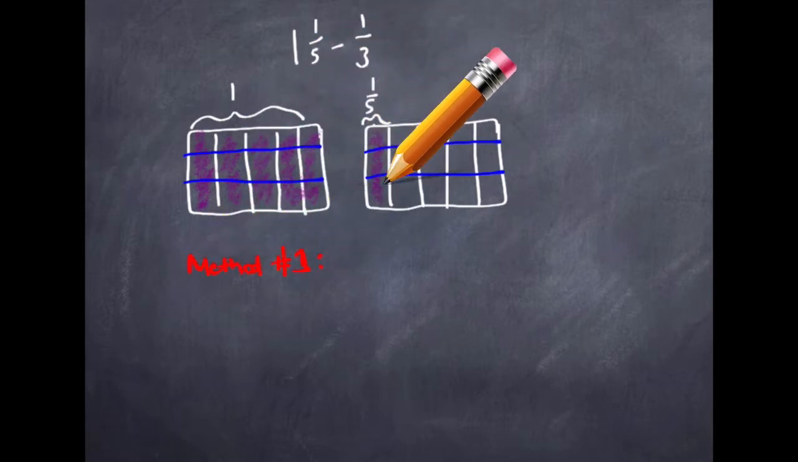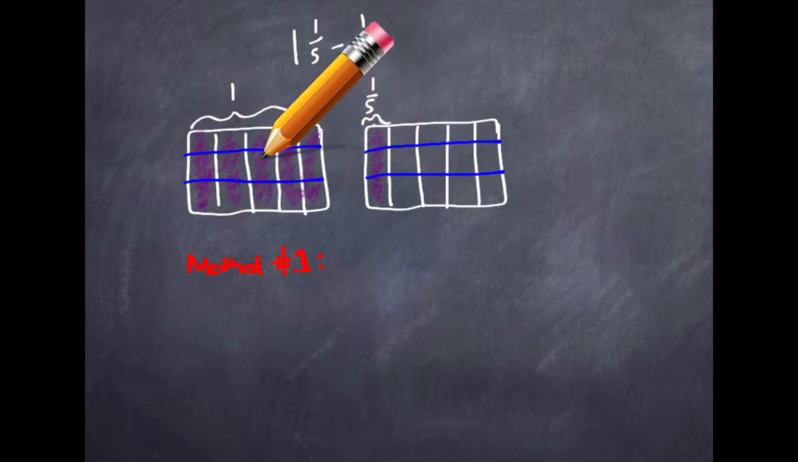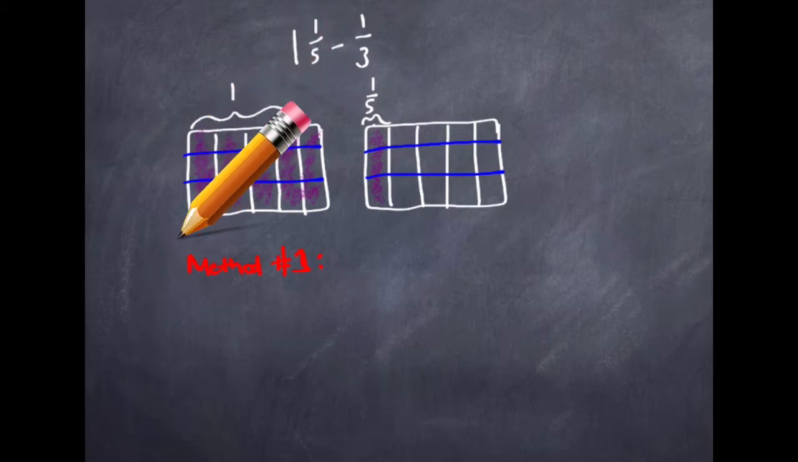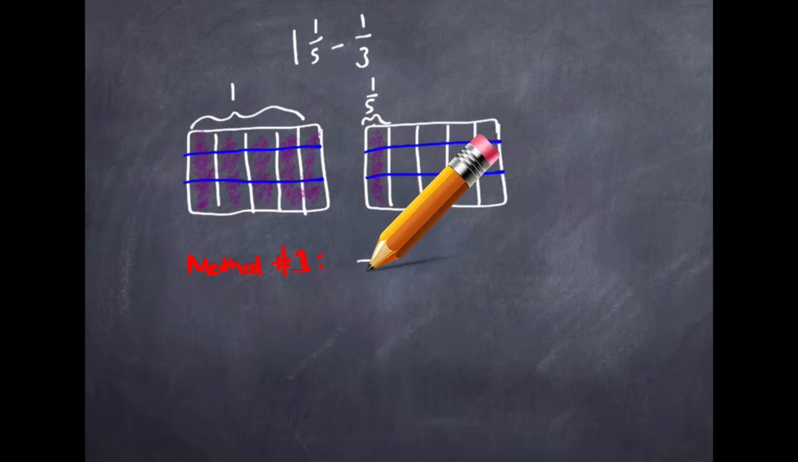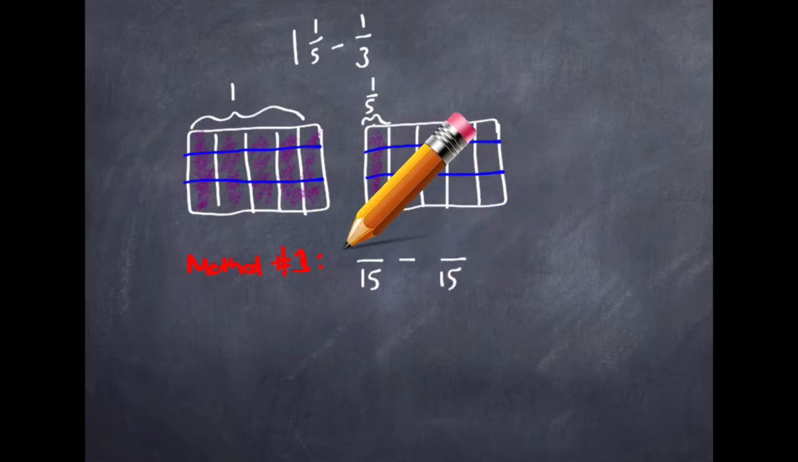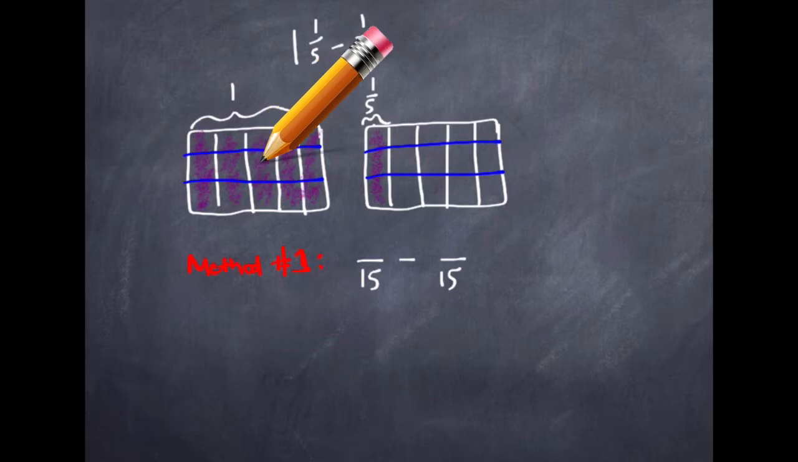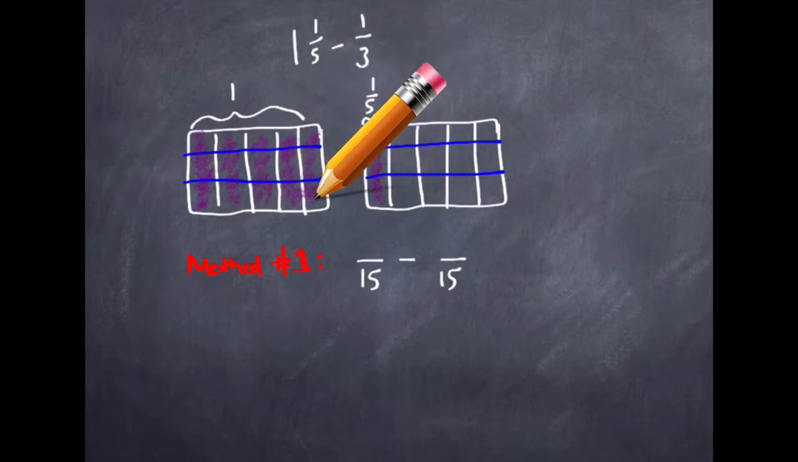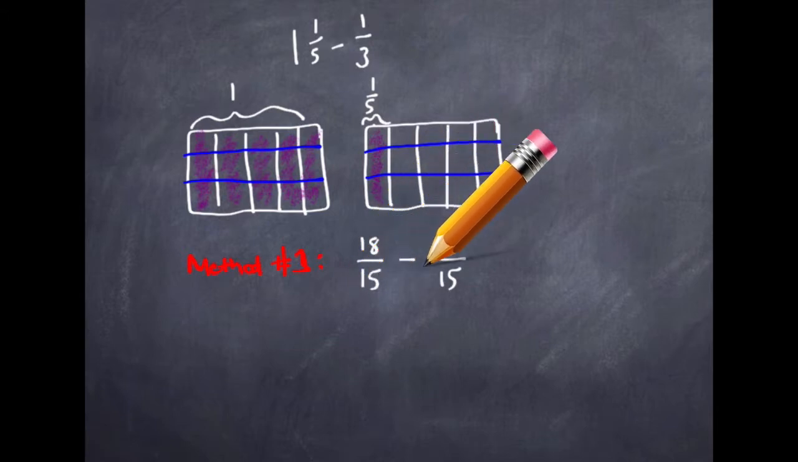The first thing I could do is just count up my unit now. So now my unit is 1, 2, 3, 4, 5, 6, 7, 8, 9, 10, 11, 12, 13, 14, 15, right? Each rectangle is divided into 15 pieces. So that's going to be my new unit. So something 15ths minus something 15ths. So let's think about my 1 1/5. How many 15ths is that going to be? Well, if I counted up how many squares are colored in right now, I'd have 1, 2, 3, 4, 5, 6, 7, 8, 9, 10, 11, 12, 13, 14, 15, 16, 17, 18. 18 15ths are colored in.